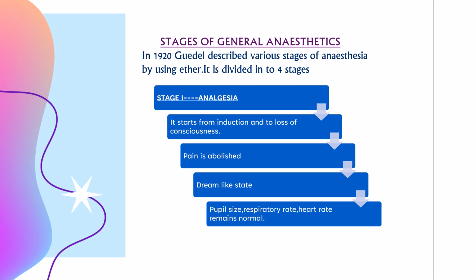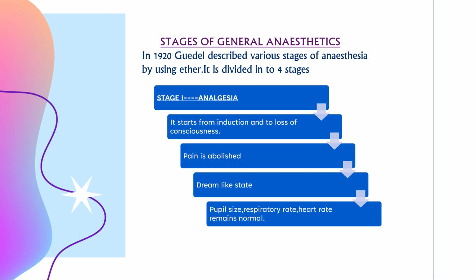Stages of general anesthetics. Today we'll discuss this. What are the various stages of general anesthetics? In 1920, Guedel studied the various stages of anesthesia by using the gaseous anesthetic ether. So how did he study the anesthetic technique using ether?